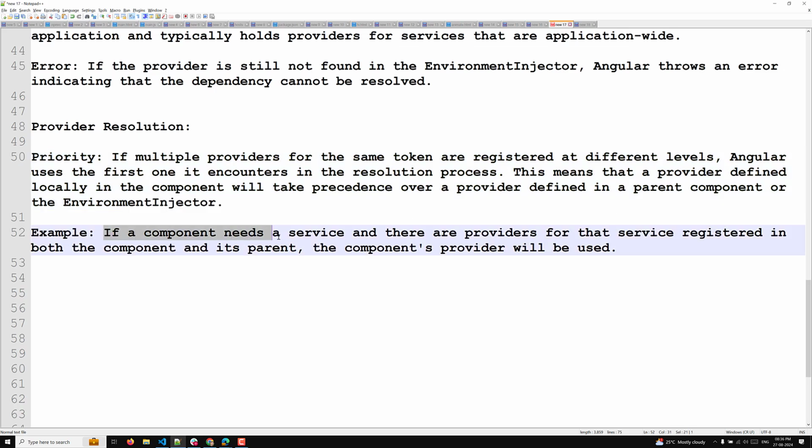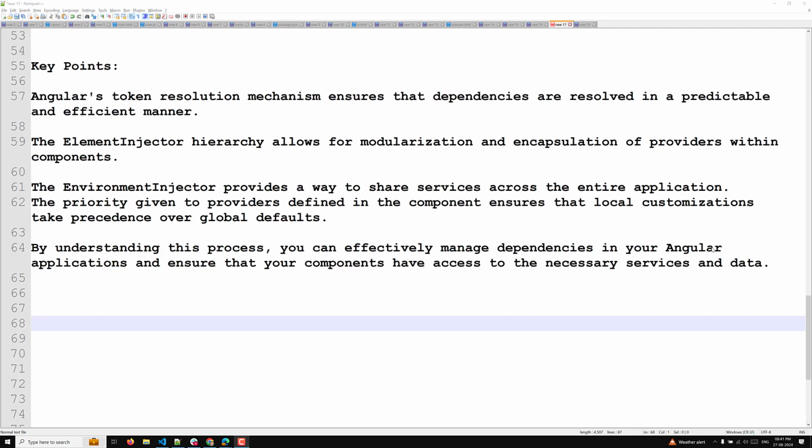For example, if a component needs a service and there are providers for that service registered in both the component and its parent, then the component's provider will be used. So this is how provider resolution is checked.